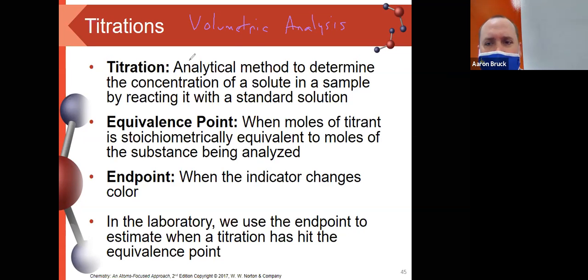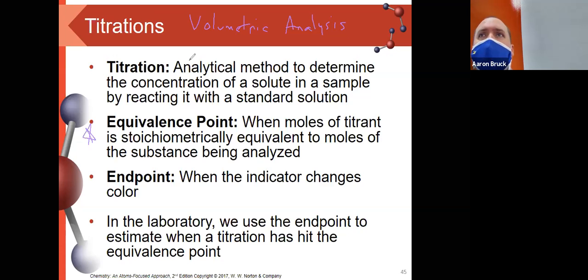Now, there are two different terms that are used for describing the ultimate end of a titration. The first of these is called the equivalence point. Now, the equivalence point is technically what we are shooting for. That's when we have equal amounts of our acid and our base, if we're doing a neutralization, or equal amounts of our two reactants if we're doing some other kind of titration.